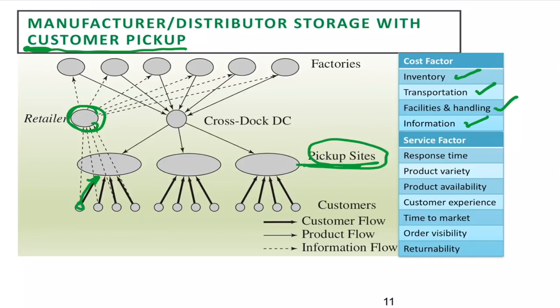Looking at the service factor, response time is going to be similar to the previous ones that we have seen. Product variety also is likely to be similar to what we have seen earlier. Same thing for product availability. Customer experience is going to be lower if you compare it with situations where customers receive home delivery. Obviously now customers have to go to the pickup sites, so in that sense customer experience is going to be lower. Time to market will be similar to the previous one. Order visibility, so this is obviously important for the customer. Returnability is going to be easier because if customers need to return anything, they can easily go to the pickup sites.